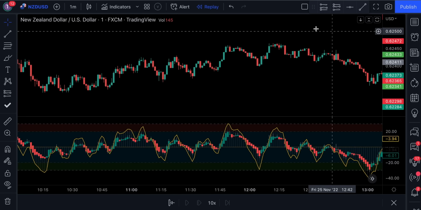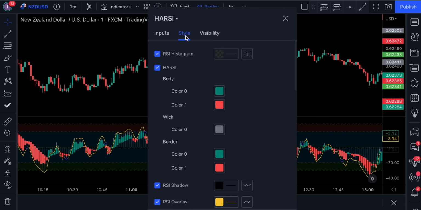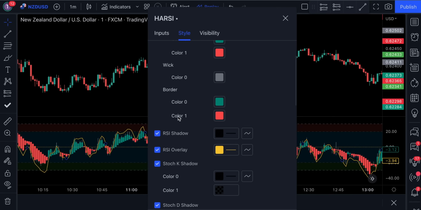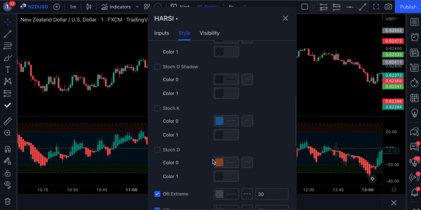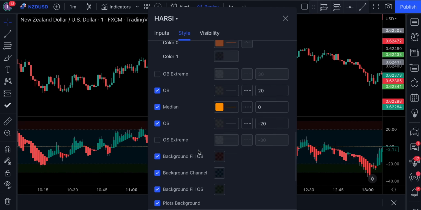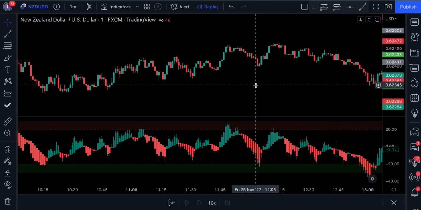Now let's double click on it, and in the input section change the length from 14 to 10 and the open smoothing from 1 to 5. Then head over to the style section and hide some of the options just like I'm doing right now. And the reason I changed the settings is to make the indicator smoother and easier to read.